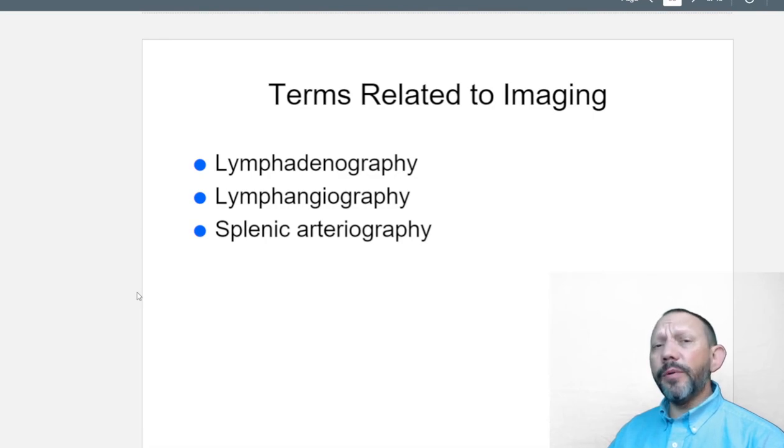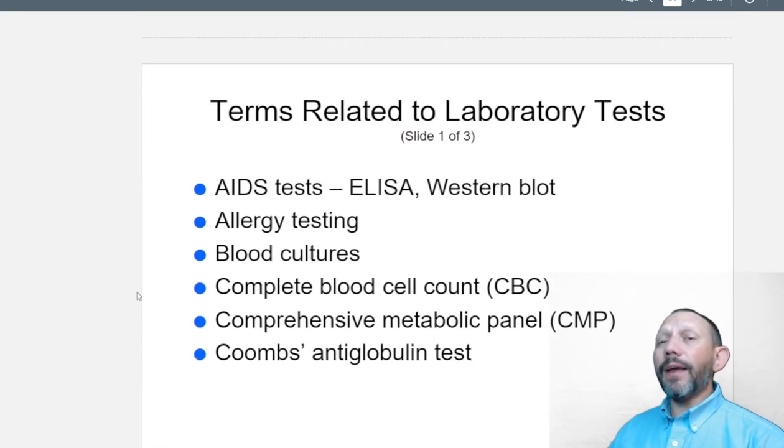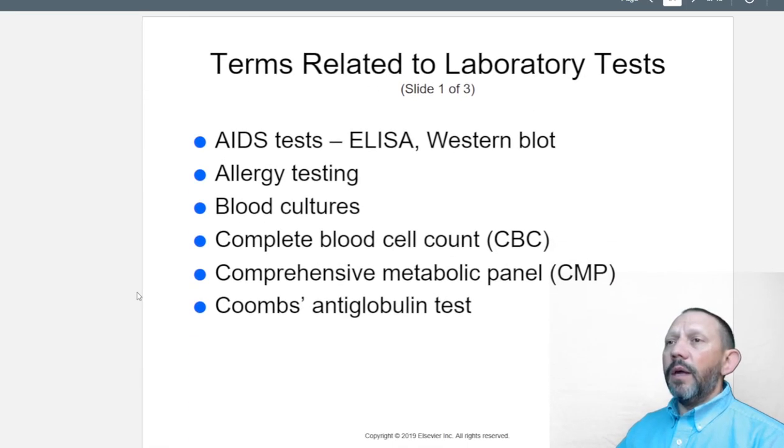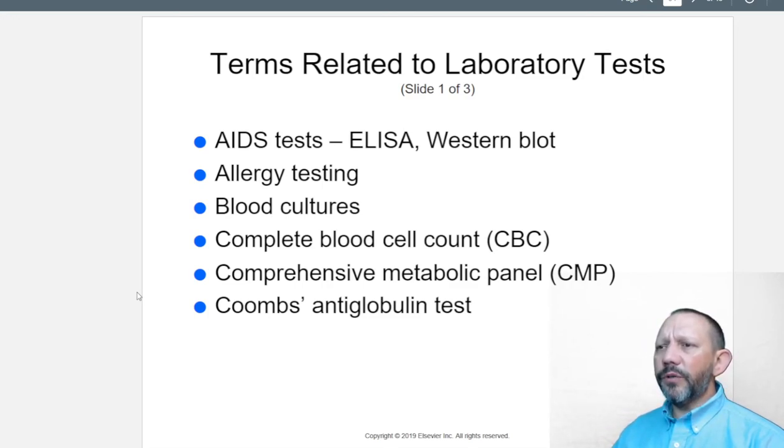You're going to look at the arteries that go to the spleen. Remember, arteries go to things, and veins go back to the heart. Okay. Terms related to laboratory tests: they have AIDS tests, ELISA, Western blot, allergy testing, blood cultures.